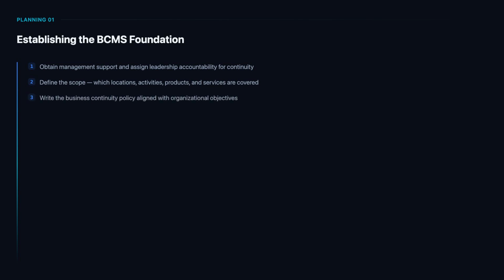Then write the business continuity policy. This is the high-level document that sets the direction, principles, and commitment for business continuity. It must align with the organization's strategic objectives and be communicated to all relevant parties. Finally, identify the requirements from interested parties, including customers, regulators, insurers, and supply chain partners. Understanding their expectations shapes how your BCMS is designed and what evidence you need to maintain.